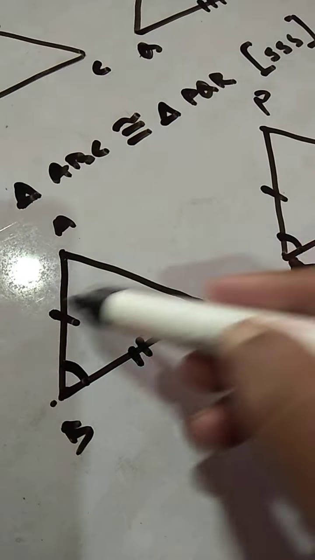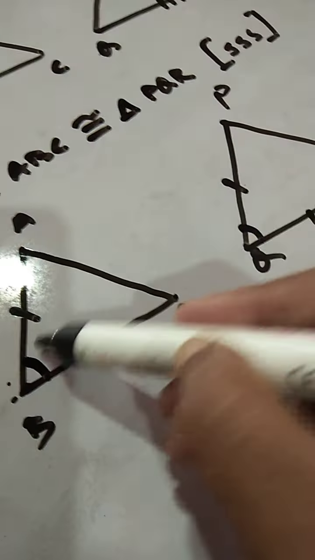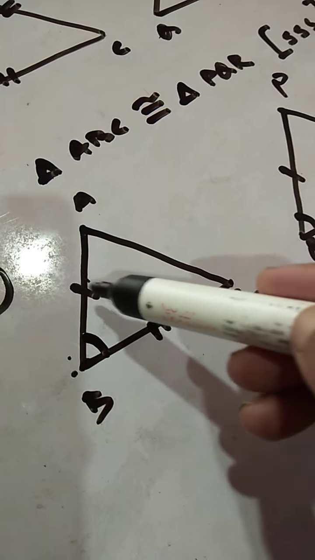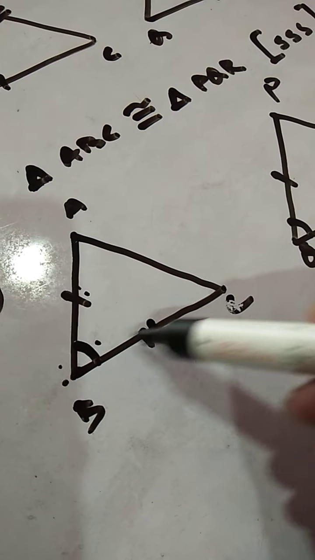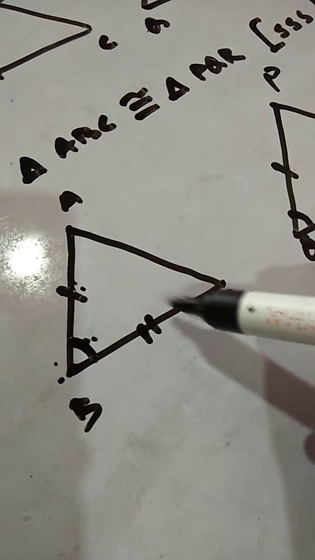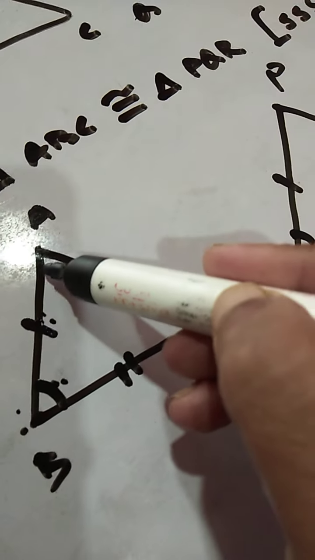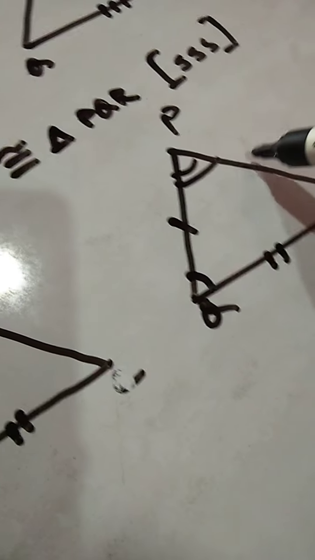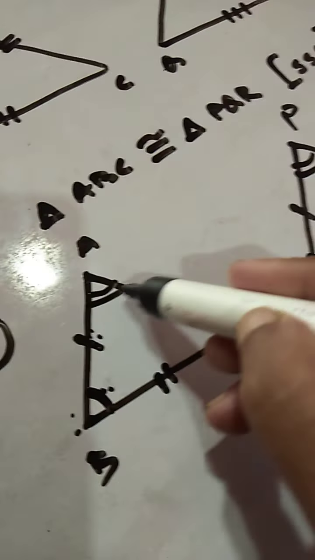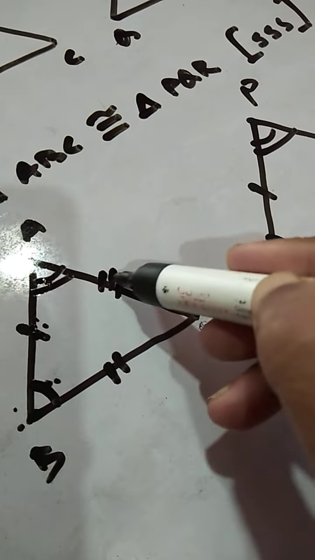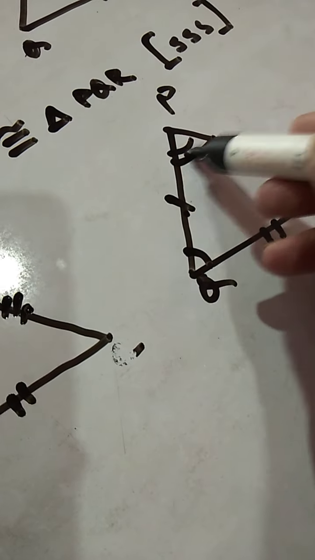If this side, this angle and this side are equal, then we can say that these two triangles are congruent to each other with the criteria side, angle, side. See, side, angle, side should be in the consecutive form. Side, then angle, then side. And suppose if this side is equal and this angle is equal, then this side should also be equal, because it has to be in the consecutive form.